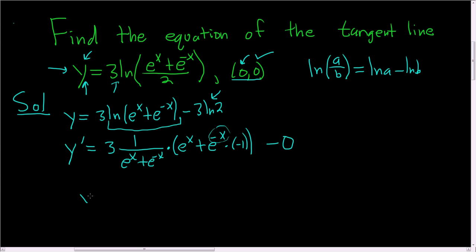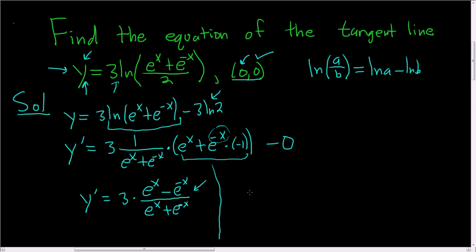So we end up with y prime equals 3 times, and then this stays upstairs. So this is e to the x minus e to the negative x. And in the denominator, we have e to the x plus e to the negative x. So this is the slope of the tangent line at x. We want the slope of the tangent line at 0.